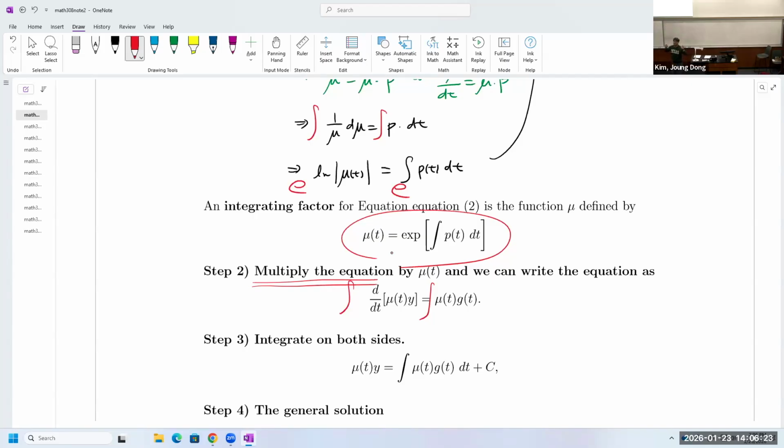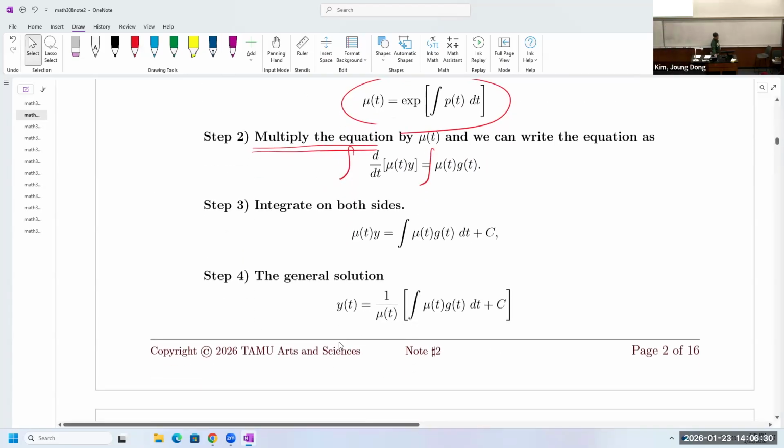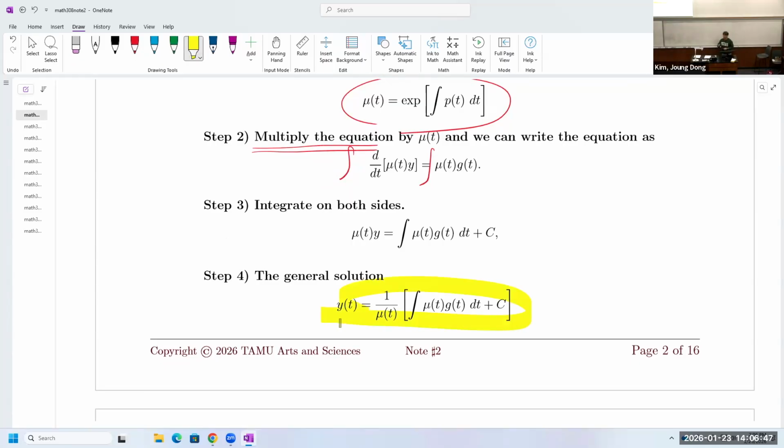Then to find the explicit form, we divide by mu(t) on both sides. Look at that. That is your final answer. If you would like, you can memorize this as the formula. But if you cannot memorize it, like me, you should memorize only mu, then you can evaluate it that way. Because you understand the integrating factor method is based on product form. That's it.